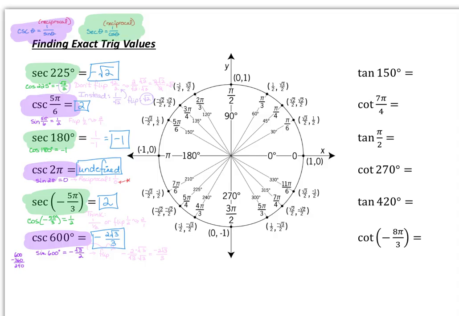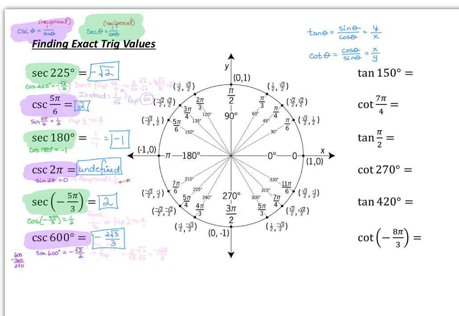So let's look at the other side of this page, all the tangents and cotangents. And the thing that you want to remember for your tangent and cotangent is that your tangent is always going to equal sine divided by cosine, in other words, your y value divided by your x value. And because cotangent is the reciprocal of tangent, cotangent is going to equal cosine divided by sine, in other words, your x values divided by your y values.